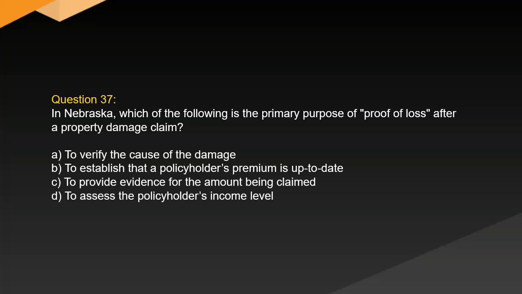Question 37. In Nebraska, which of the following is the primary purpose of a proof of loss after a property damage claim? A. To verify the cause of the damage. B. To establish that a policyholder's premium is up to date. C. To provide evidence for the amount being claimed. D. To assess the policyholder's income level.